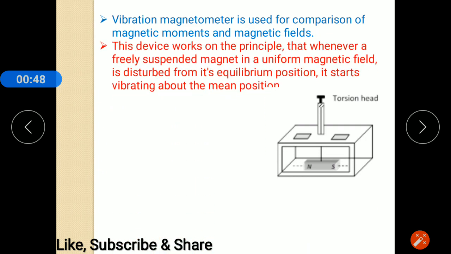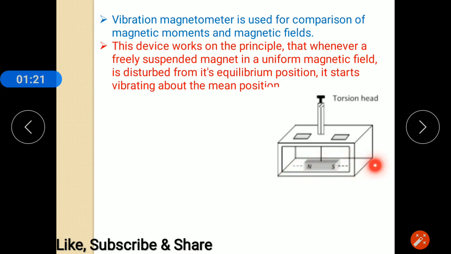Now how does it work? It works on the principle that whenever a freely suspended magnet in a uniform magnetic field is disturbed from its equilibrium position, it starts vibrating about the mean position. What does it mean? Whenever we suspend a bar magnet freely in air, after some time it comes to rest and shows the geographic north and south direction that we use for navigation. Why is it stable? How does it show the north and south direction? Due to the earth's magnetic field.